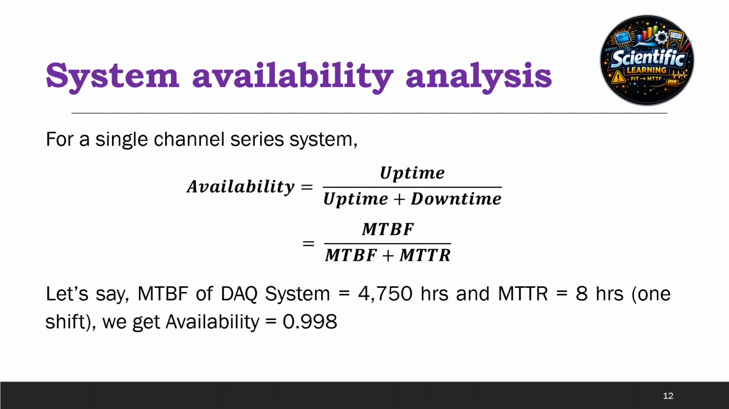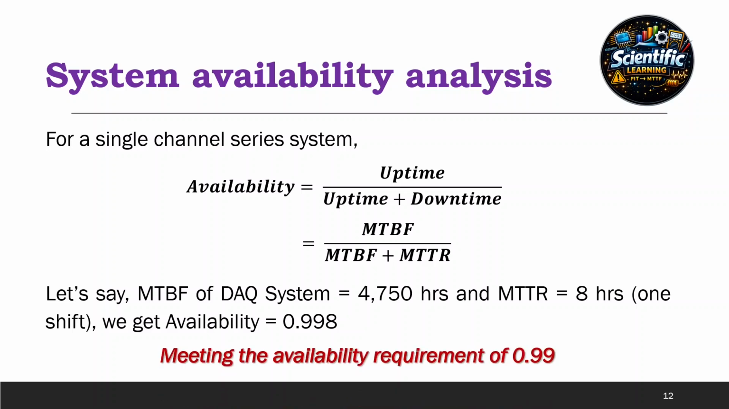Now for a single channel series system, the availability is given by this formula we discussed earlier, which is also equal to MTBF by MTBF plus MTTR. Now assuming MTBF of DAC system is 4750 hours and mean time to repair of 8 hours, which is typically assumed taking 1 shift time, we get availability of 0.998. Now this is meeting the availability requirement of 0.99.